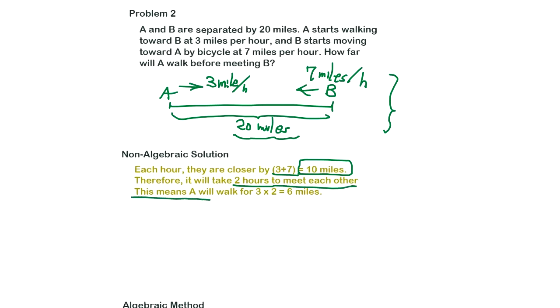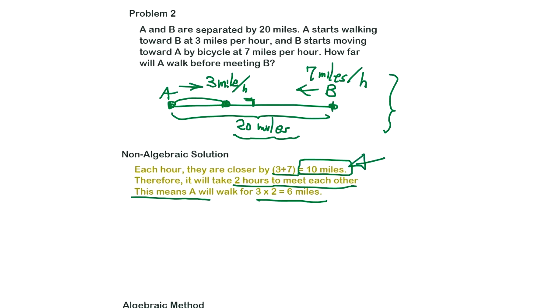If 2 hours it takes for A and B to meet somewhere, probably here, B is faster, 2 hours, then this distance must be 3 times 2, 6 miles. Okay, so the answer is A and B will meet 6 miles away from point A. Okay, that's how you solve without algebra. Is it easy? But first, you have to notice this. This is not that easy.